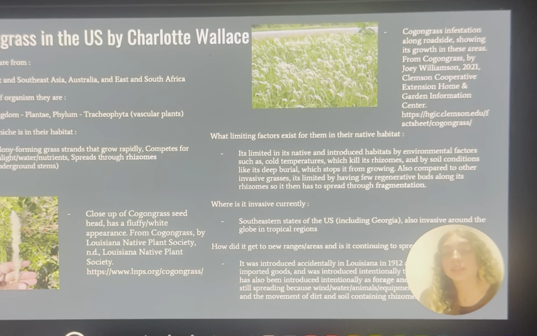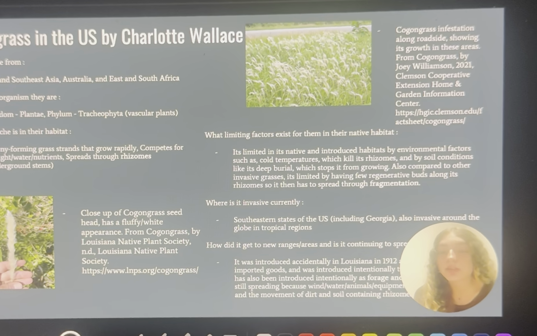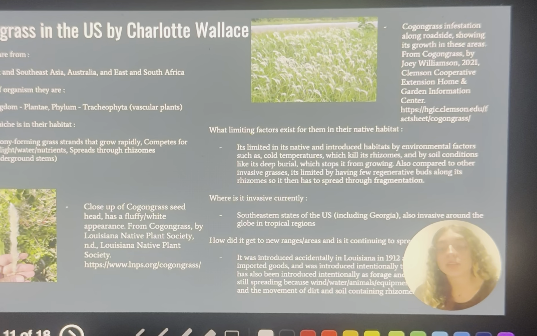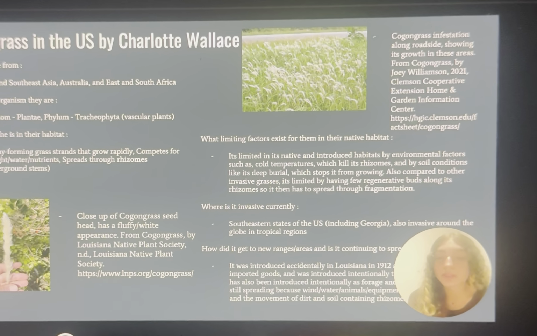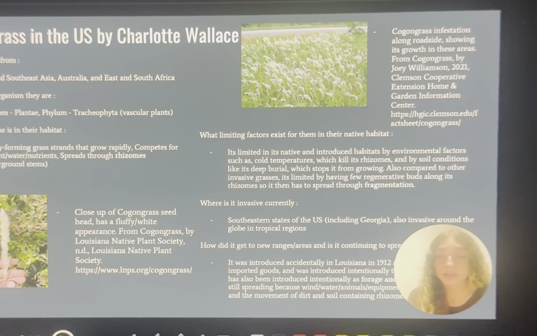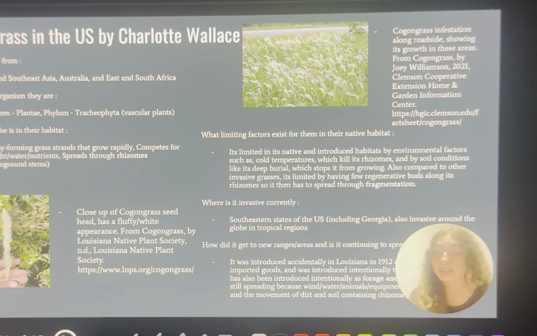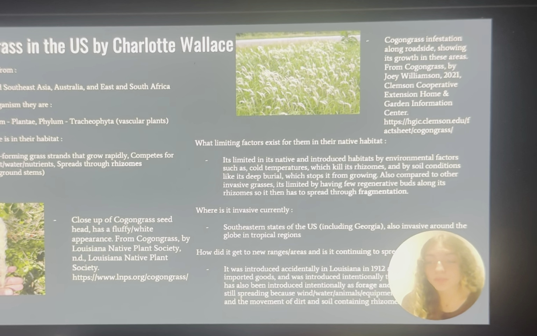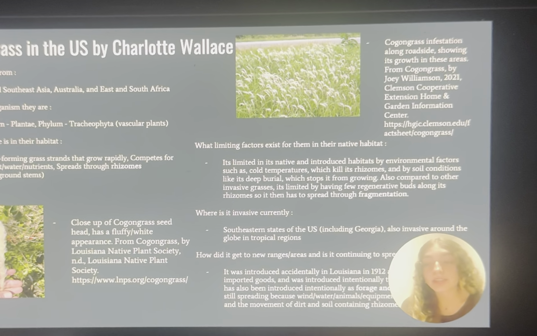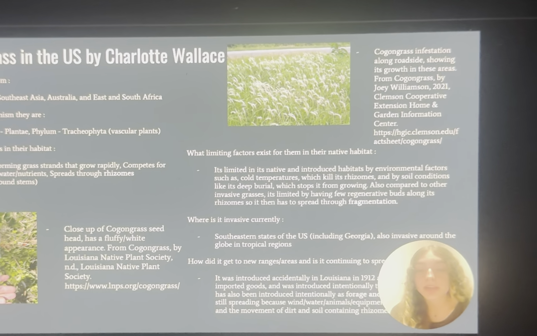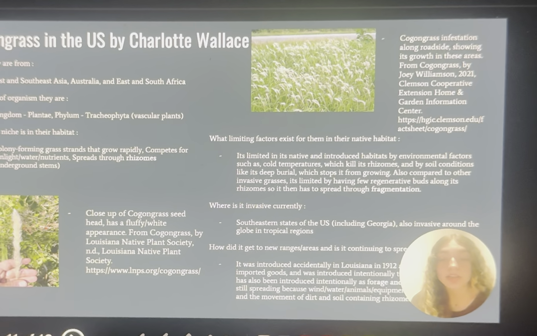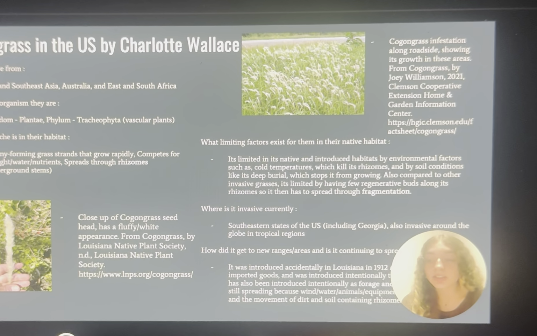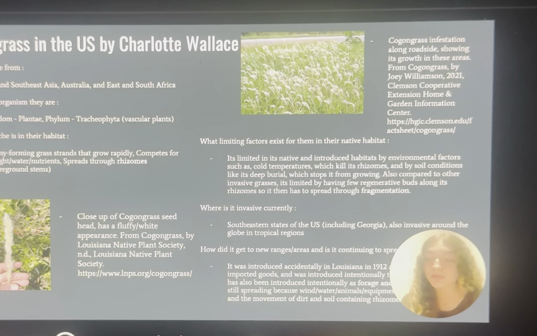So currently it is invasive in the southeastern states of the US, including Georgia, and it's also invasive around the globe in tropical and subtropical regions. So how did it get to new ranges and areas, and is it continuing to spread? It was introduced accidentally in Louisiana in 1912 as a packing material for imported goods, and it was introduced intentionally to Florida in the 1930s.